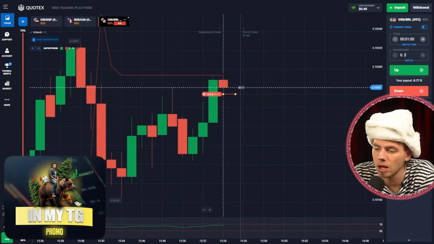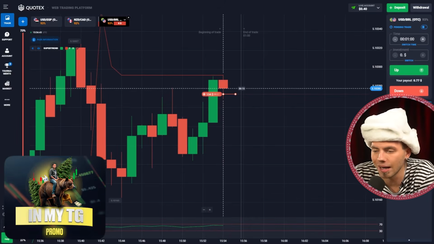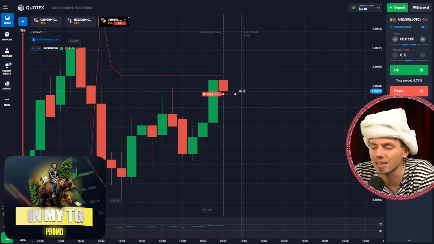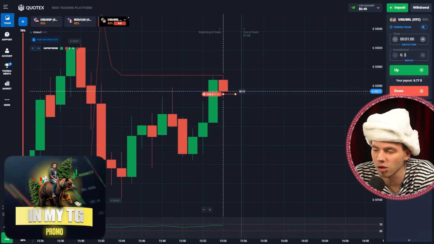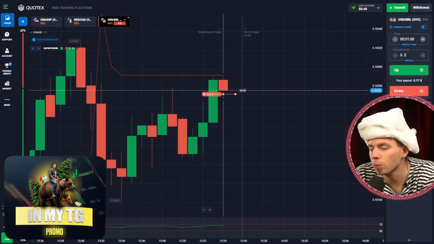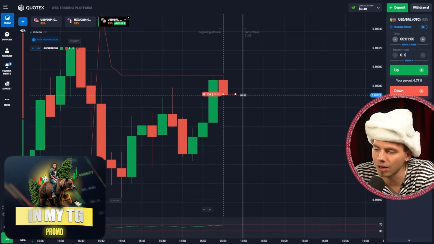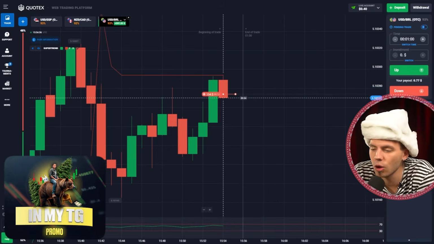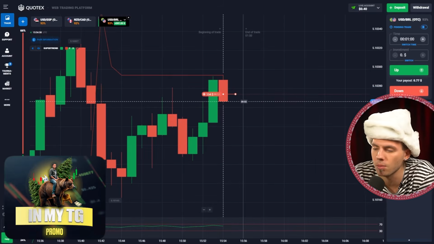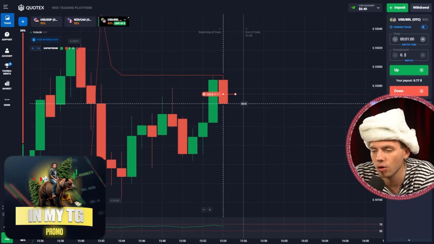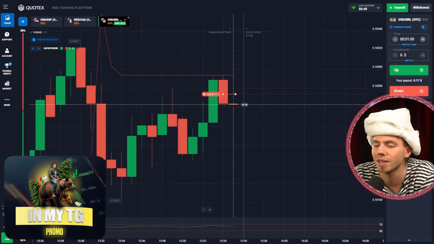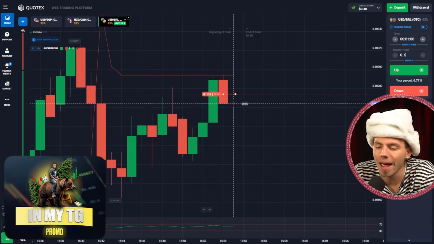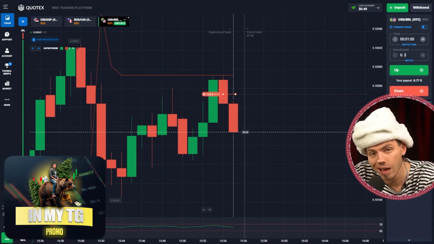Although the price is oscillating right now, it will not break out of this level because it's a very strong level of resistance. We will go down right now, so there is no chance that the price will go up at the moment. We are already slowly going down below the level where we opened our trade, and all we need to do is wait a little bit.